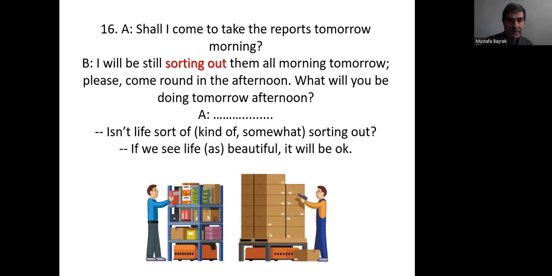Okay. What are the sentences about? Let me read them. Isn't life sort of, yeah, this is really important. Let's remember it from time to time. Isn't life sort of, or kind of, or somewhat sorting out? Yes, life is somewhat sorting out. Okay. If we see life as beautiful, it will be okay. If we see life beautiful, it will be okay. Or see somebody, something as adjective, as something, we may omit as well.